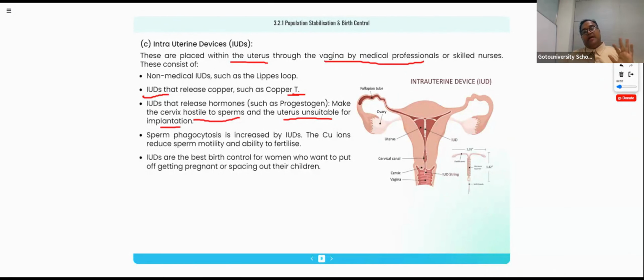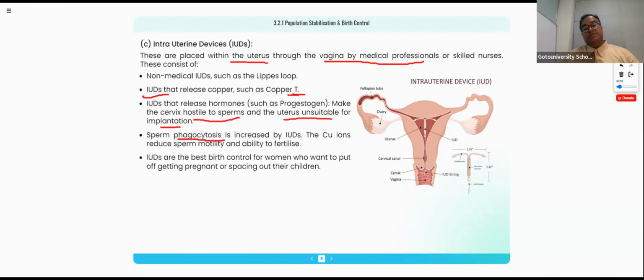If you give more than the required quantity of progesterone, then the uterus will go for improper intake of the zygote. Why? Because the endometrium development and the uterus movement are all made random because of the progesterone injection. So we use it as one of the birth control measures.